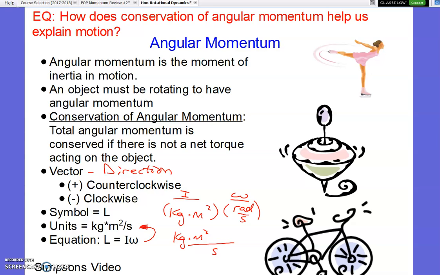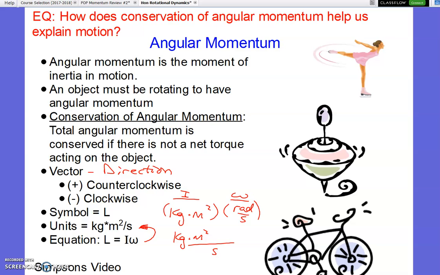Now, one of the things we talked about with momentum is that momentum is conserved, and angular momentum is also conserved. To be conserved means that it stays the same. So total angular momentum stays the same, or it's conserved, if there's not a net torque acting on the object. So as long as there's no outside torques, the angular momentum stays the same.